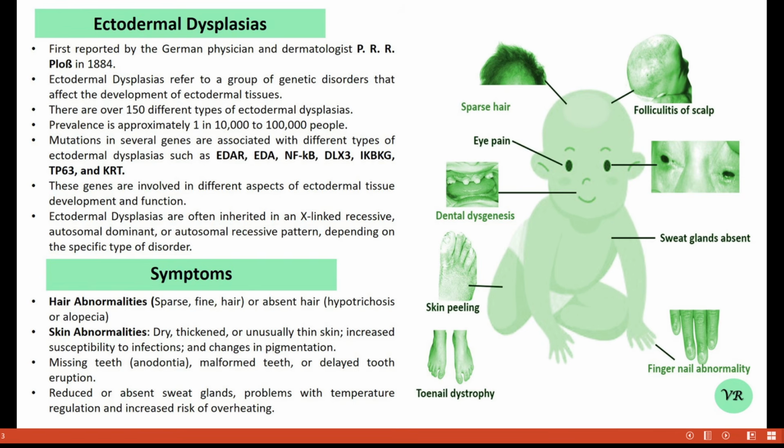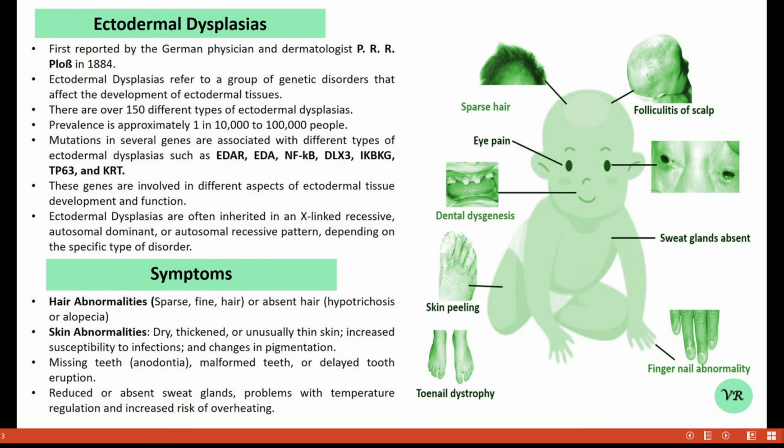Key symptoms of ectodermal dysplasias may include abnormalities of hair, skin, teeth, and sweat glands, etc. Hair abnormalities include sparse, fine, or absent hair, often referred to as hypotrichosis or alopecia on the scalp, eyebrows, and eyelashes. Skin abnormalities include dry, thickened, or unusually thin skin, increased susceptibility to infections, and changes in pigmentation, with some forms causing premature wrinkling around the eyes and mouth.